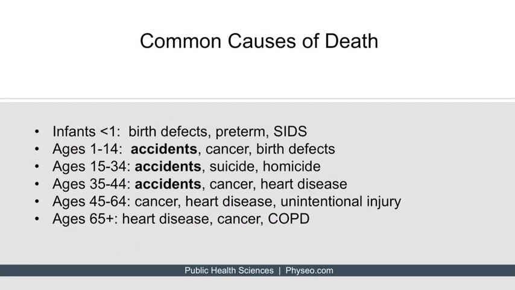First, note that infants are likely to die from exactly what you'd expect: birth defects, complications of preterm birth, and sudden infant death syndrome, or SIDS. Next, note that accidents are the leading cause of death from ages 1 to 44. Finally, cancer and heart disease switch off between first and second place in terms of killers of middle-aged and elderly people. Those are the key takeaways from this section.